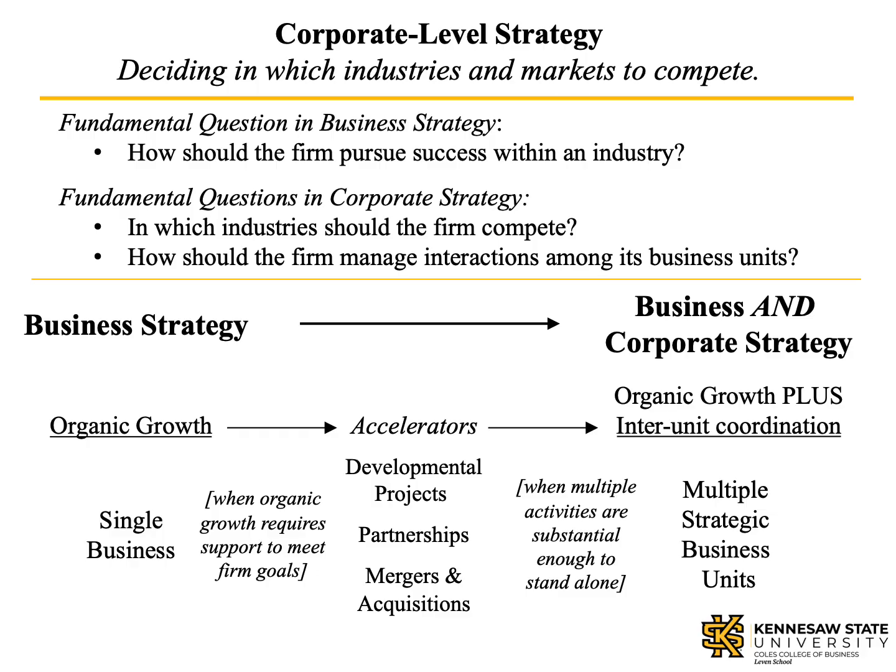If those expansion efforts lead to participation in more than one industry segment, the firm has moved into corporate strategy. Multi-business corporations are the result when these accelerators result in the operation of more than one strategic business unit. The next few slides add a bit of detail through these three sets of accelerators and how they may lead a firm to create multiple strategic business units.